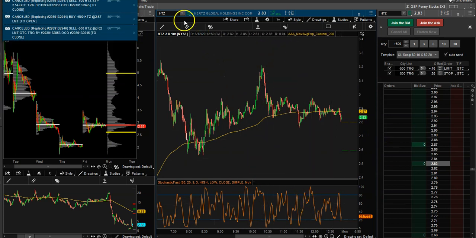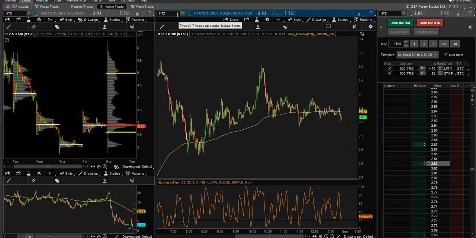We have our 1 minute chart, so let's take a look at Hertz, since Hertz has been the flavor-of-the-week stock this past week. They're going bankrupt, but people still want to buy it. I get it. It's a trading opportunity, and that's all this is, okay?